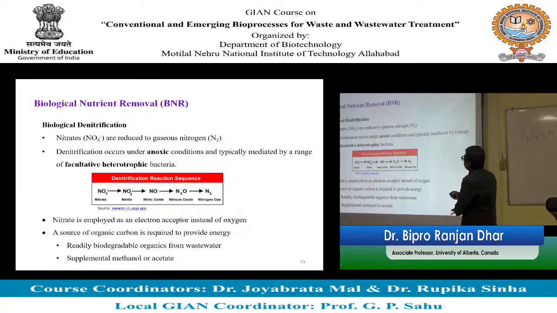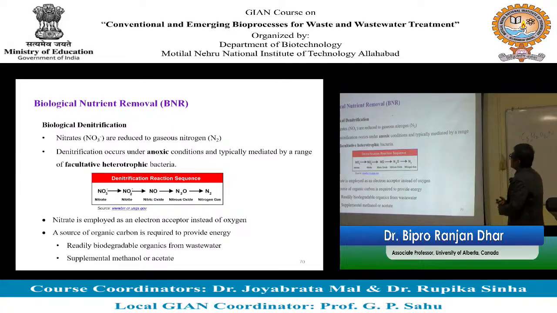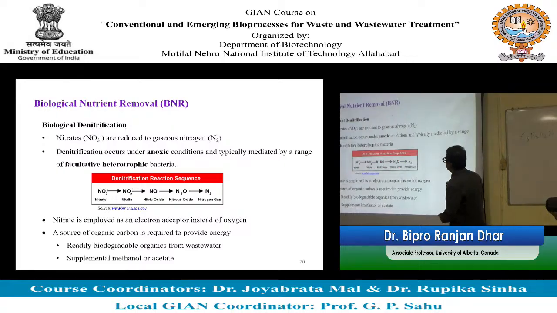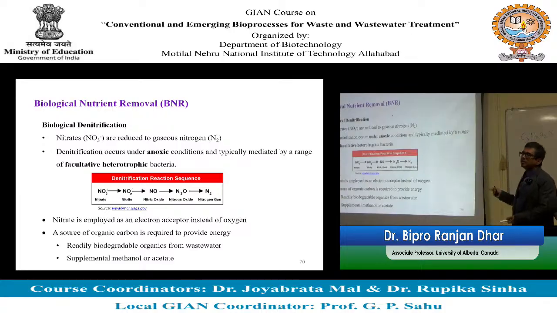In the denitrification reaction, nitrate is finally converted to nitrogen gas, but there are many intermediate compounds: nitrite, nitric oxide, and nitrous oxide, right? Although we see our final product is nitrogen gas, many other intermediate compounds can be formed. Nitrate is getting converted into nitrite, and sometimes it can be converted back to nitrite.